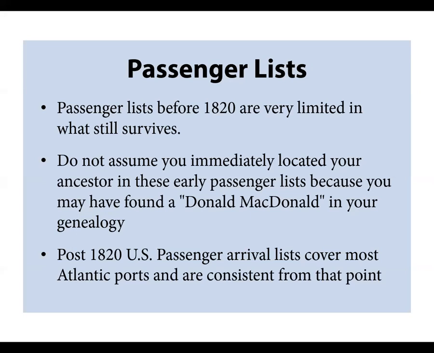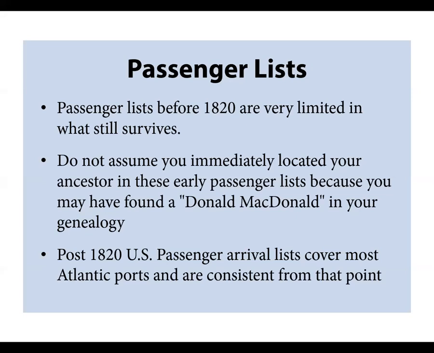Do not assume you immediately located your ancestor in these early passenger lists because you may have found a Donald McDonald in your genealogy that seems to match. With very common names, one of the things you have to be aware of is that there are going to be common names throughout Scottish passenger lists. What you need to look for is clues such as maybe the wife's name or another family member that's traveling with them. Does that define that the Donald McDonald you have is yours? Is the occupation of that Donald McDonald the right occupation, when you know that yours is a tinsmith and this person is a linen draper?